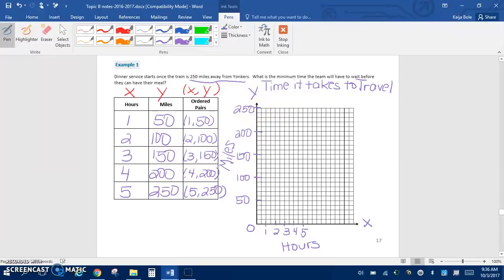Alright, so now the last thing we have to do is plot our points. So our first point is at 1 comma 50. So that means we go to the right one, and then we go up to 50, and that's where our first point goes. I'll do these in red.